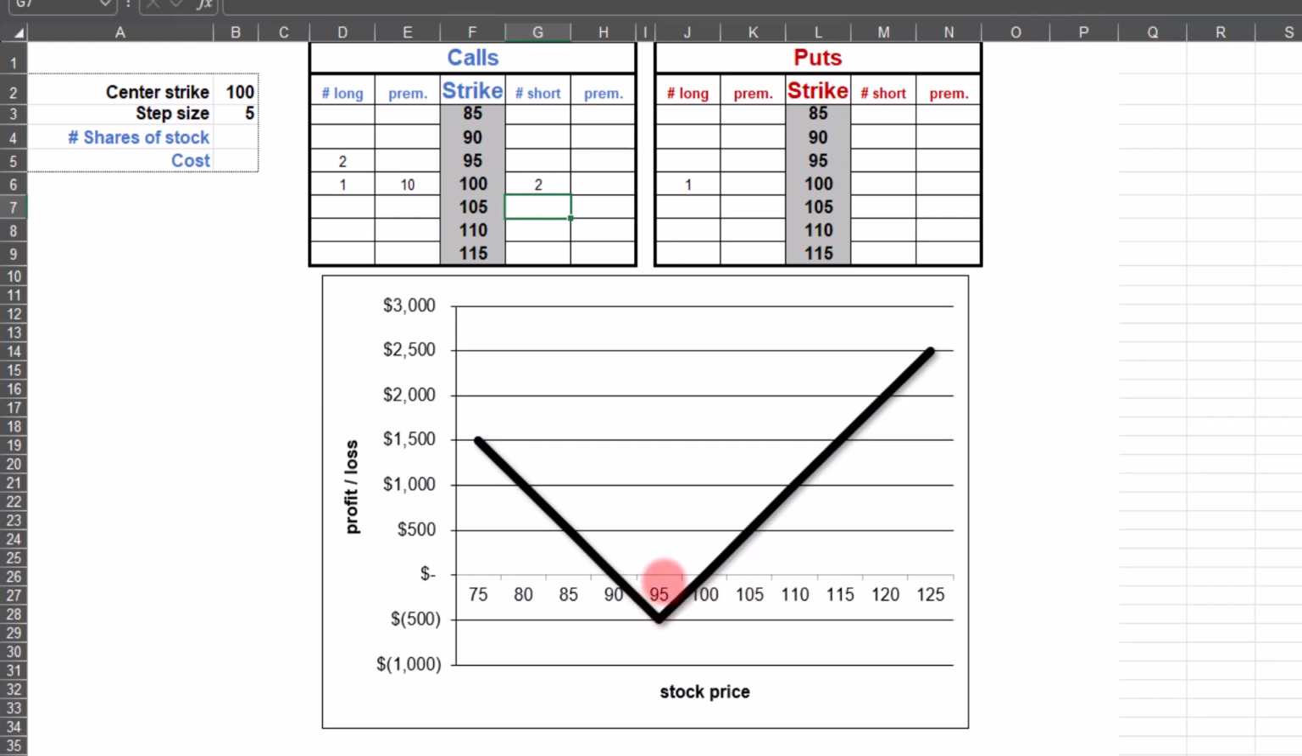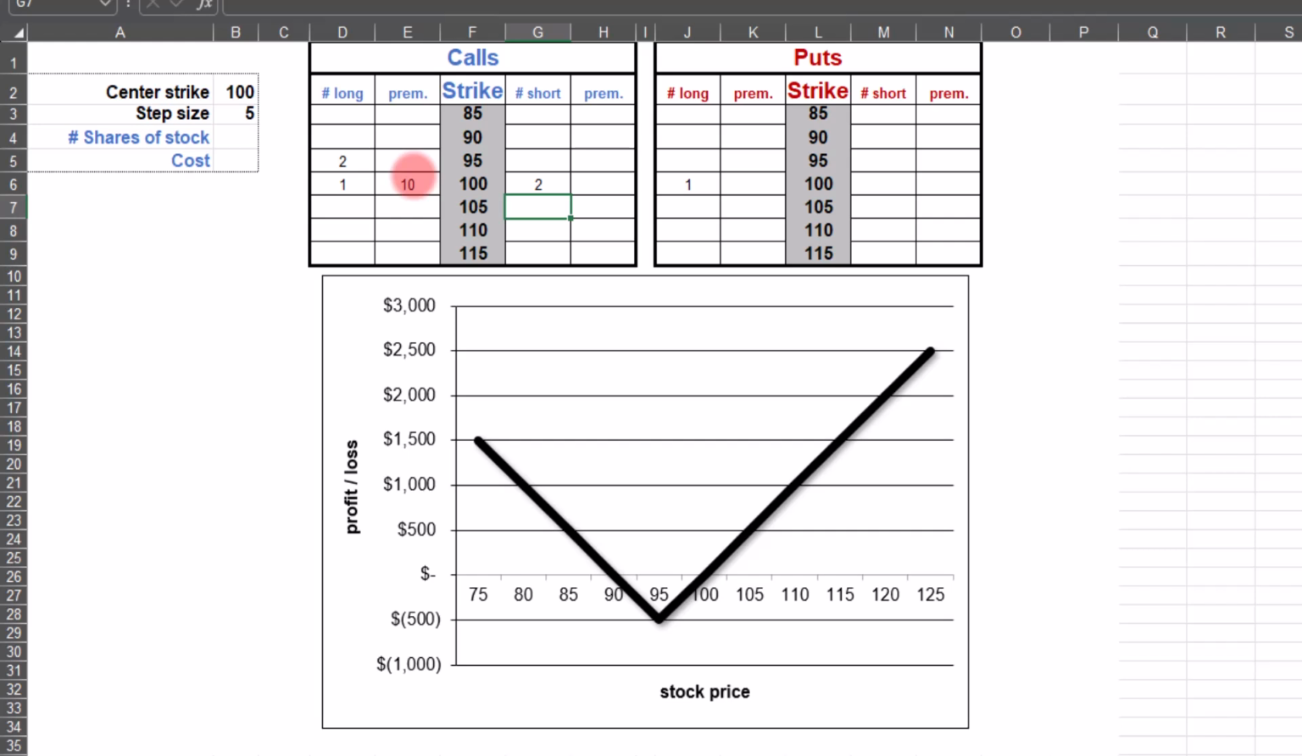And now we can see that we are centered at 95. Stock is down here at 95. I've recentered my straddle. But look at this. See, we used to be at minus 1,000. Now I'm at minus 500. What happened? We have boxed in $5 of value. I have the right to pay 95 with my long call, and I have the right to sell for 100 with my long put. There's your $5.